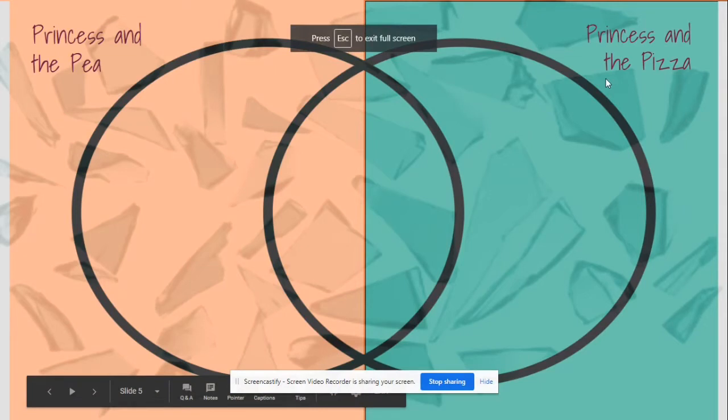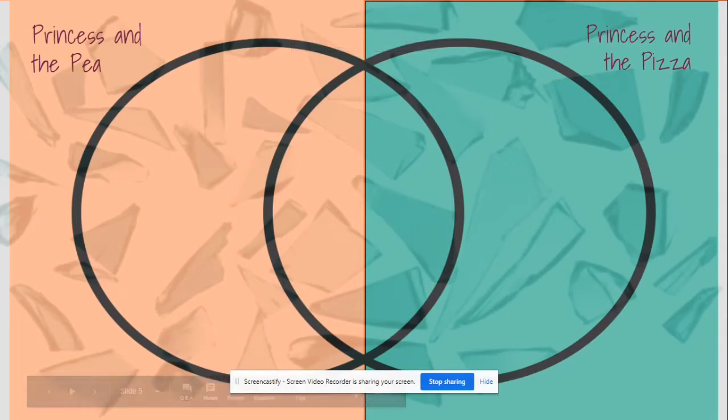Okay, so our stories today are going to be The Princess and the Pea versus The Princess and the Pizza. So that's what we're going to compare and contrast. If you don't already know the story of The Princess and the Pea, basically it goes a long, long time ago. There was a prince who could not find the perfect princess. So his mom, the queen, decided to invite princesses or girls from the kingdom to come to the castle and compete for the prince.